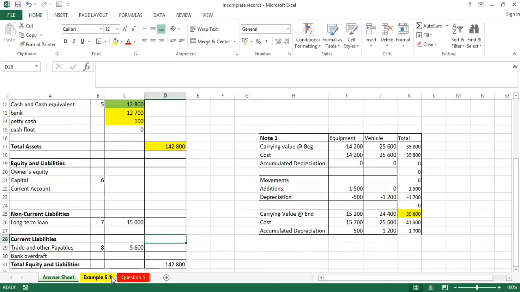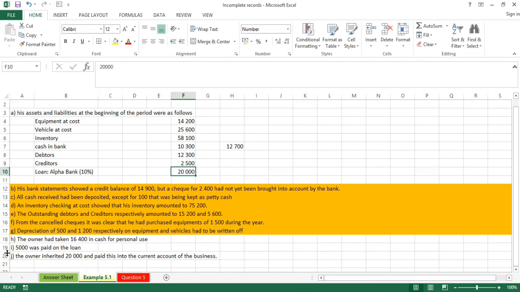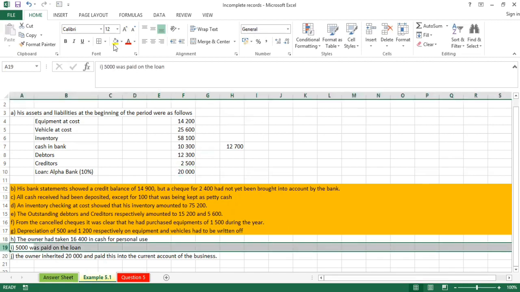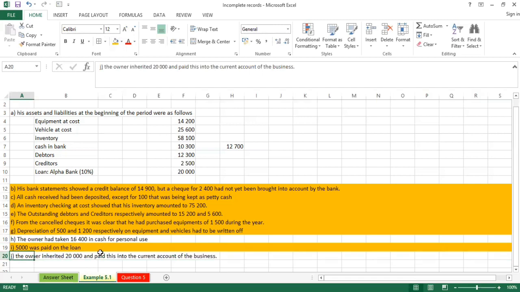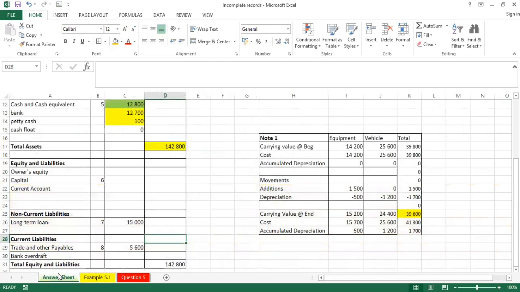And then going back to the question. So we're done with this I. So let me just highlight that. Done with I. And then they tell us J, the owner inherited 20,000 and paid this into the current account of the business. So this is what? Capital contribution. So the owner contributed additional capital to boost this business. So now we have all our amounts except for our owner's equity amount.